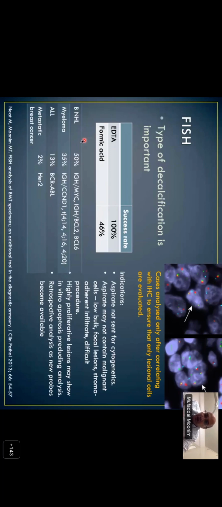Well, you may not have an aspirate, or the aspirate's not been sent for cytogenetics. The aspirate may not actually be representative, i.e. it may not contain malignant cells, or the malignant infiltrate is very, very focal and you can't see it. And the other thing that you've got to remember is highly proliferative lesions. If the aspirate is not collected properly, all of the cells are going to die in your tube before the cytogenetics people can make any sense out of it. So then often you're left with the biopsy as the only bit of tissue that you've got for diagnostic purposes.